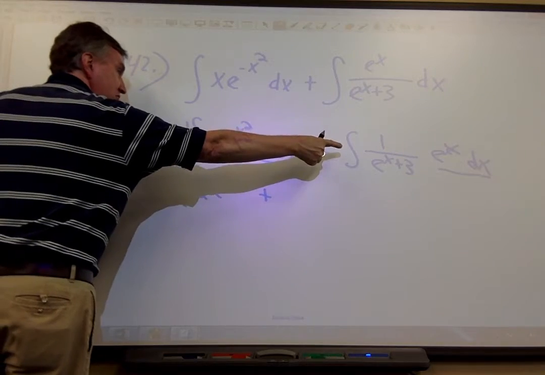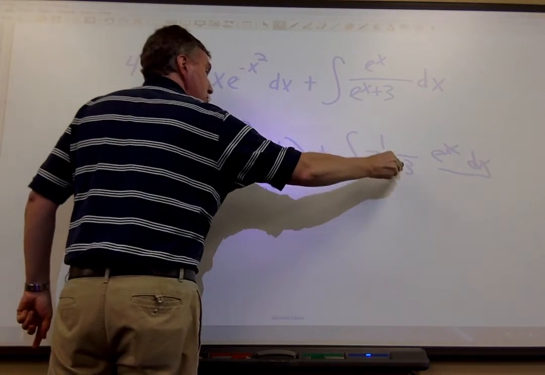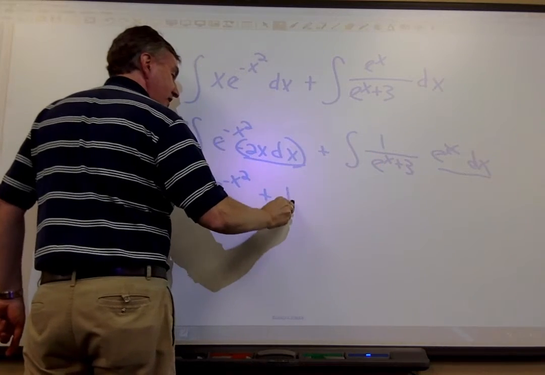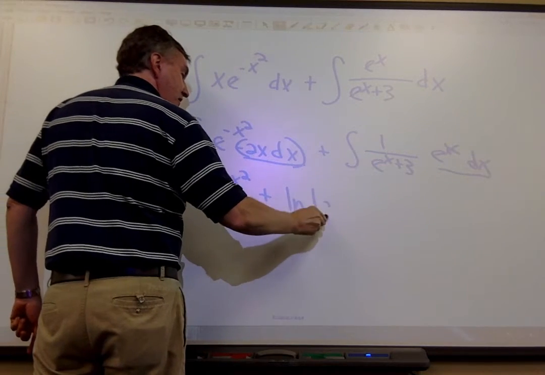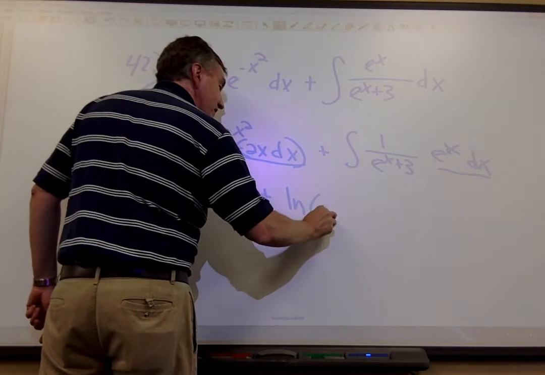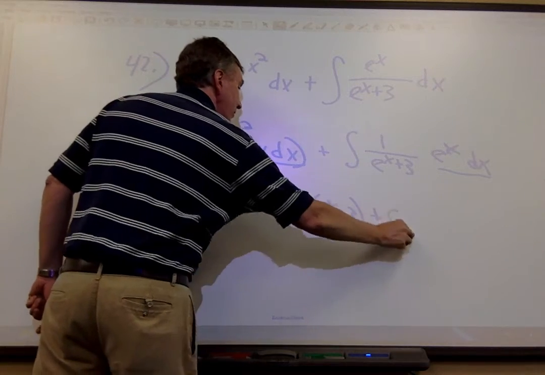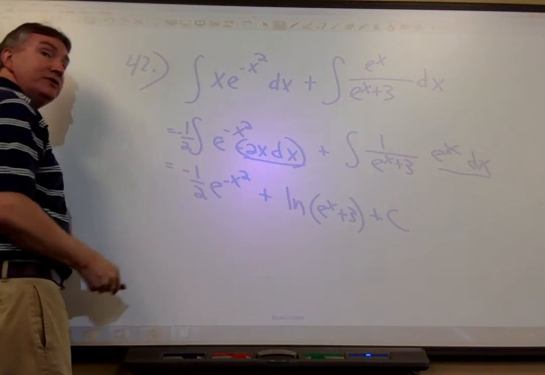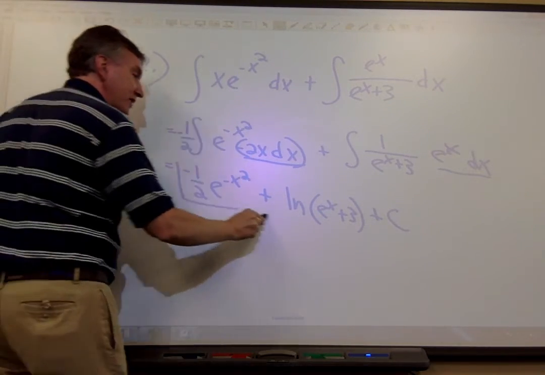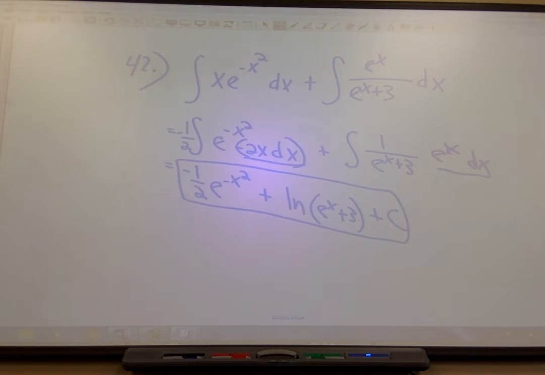Plus, go ahead and do that one. What's this type? 1 over u? Natural log. Natural log of e to the x plus 3. Now plus c. You can just add one constant for both pieces, and that would be fine. So you can separate them like that. Say that again? You can separate them.